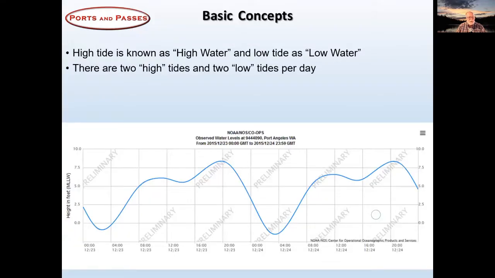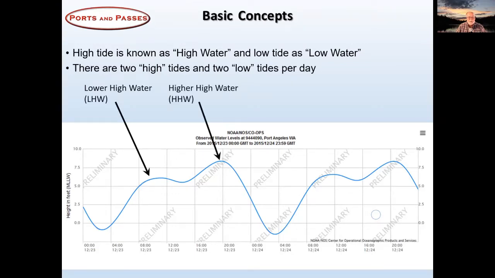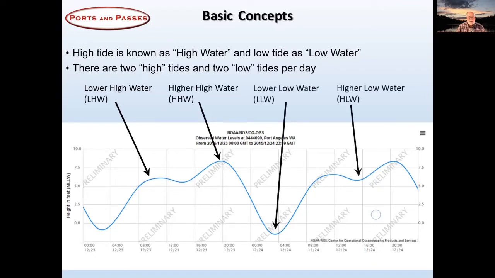Now, basic concepts. There are high water and low water, otherwise known as high tide and low tide. There are 2 high tides and 2 low tides per day. This is lower high water and higher high water, lower low water and higher low water.